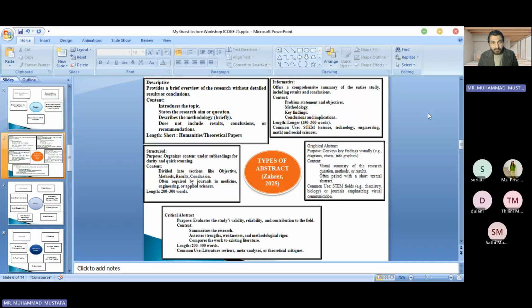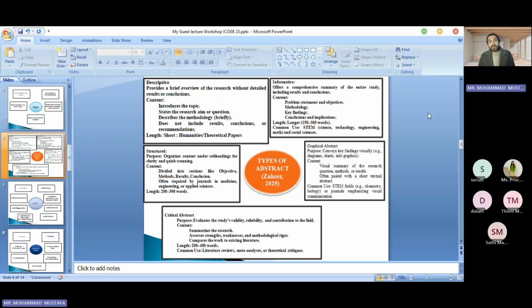Detail is not given like in others, and the contents we may find in such a type of abstract are: it introduces the topic, states the research aim or question, and describes the methodology, and it doesn't include results, conclusion, or recommendation. So that is the difference. And its length is short. Commonly, such types of descriptive abstracts are used in humanities and theoretical papers.